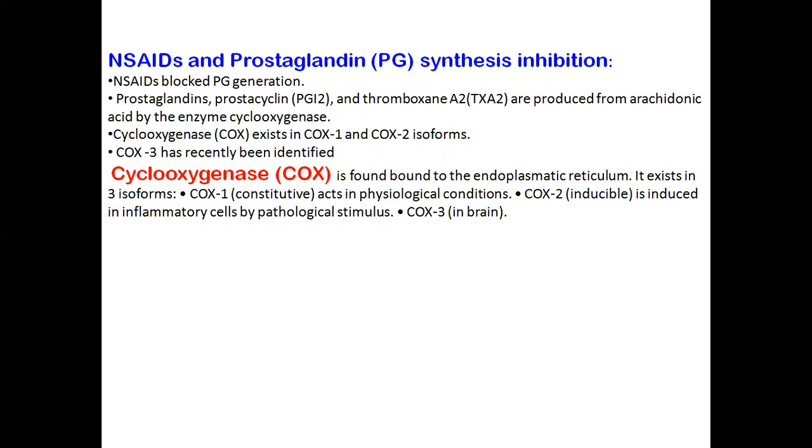So what is cyclooxygenase? It is found bound to the endoplasmic reticulum. Generally, both the COX-1 and COX-2 enzymes produce prostaglandin. We know that prostaglandins promote inflammation, pain, and fever. So indirectly, the COX inhibition process is related to the function, or the mechanism of action, of NSAIDs.